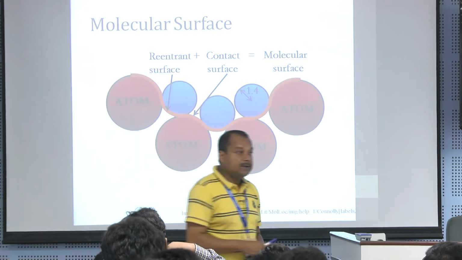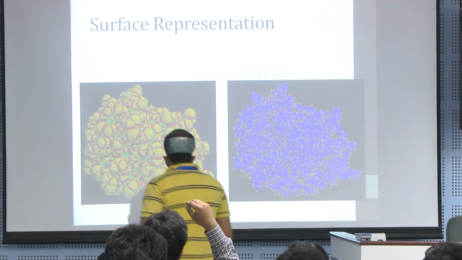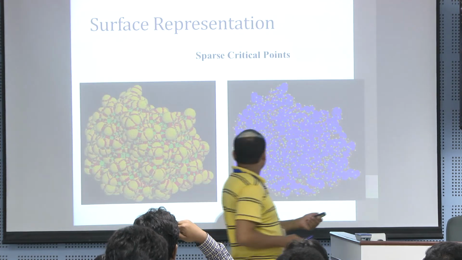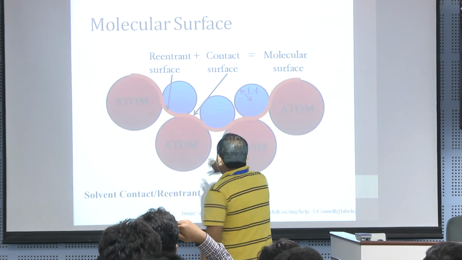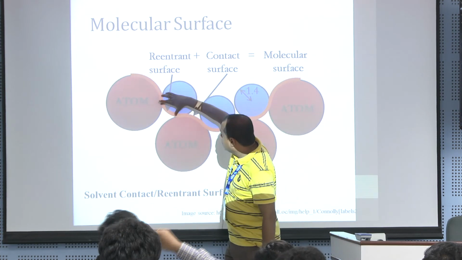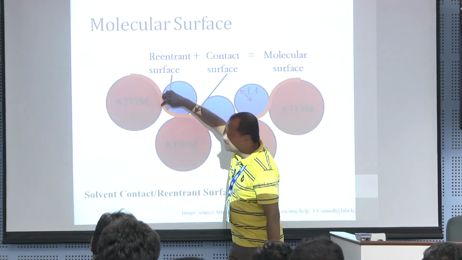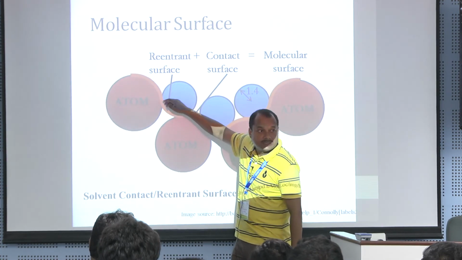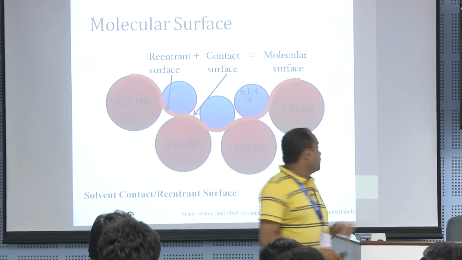It will be colored by the color of the solution, and in this reentrant surface I have to do some corrections. Why? If I do not, then I will miss this region, because up to this it is accessible, this much is not accessible. Now, by combining those I can get the total molecular surface.